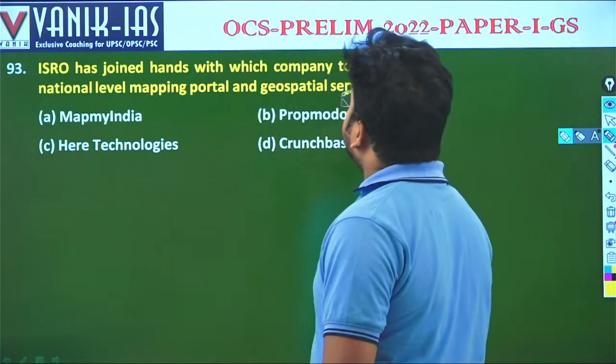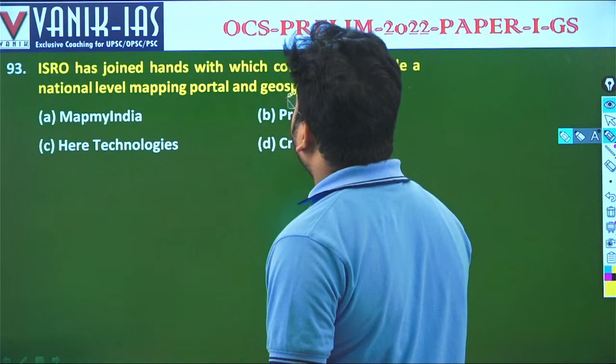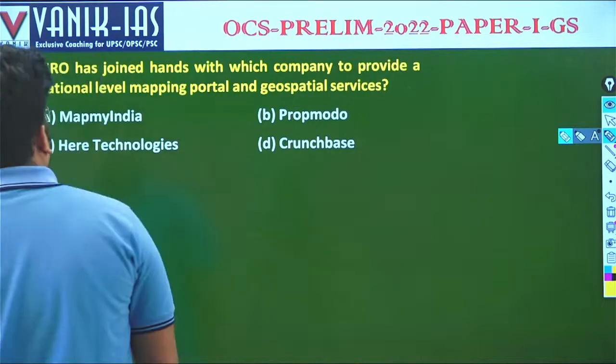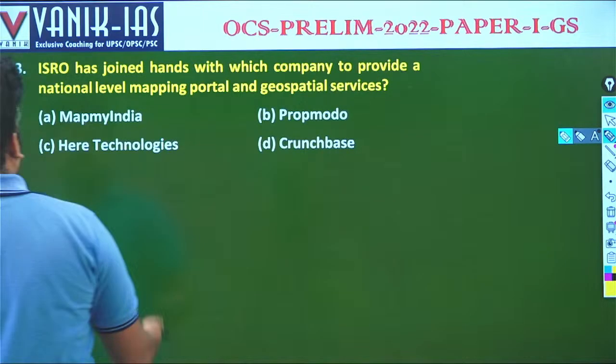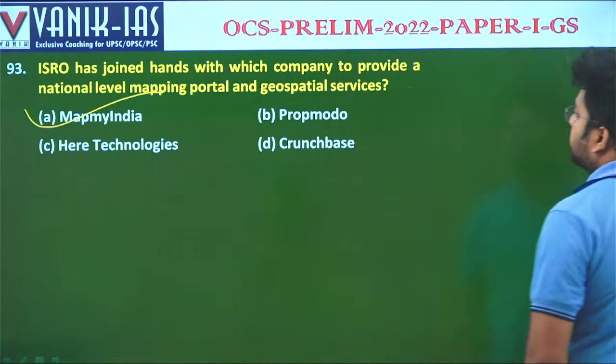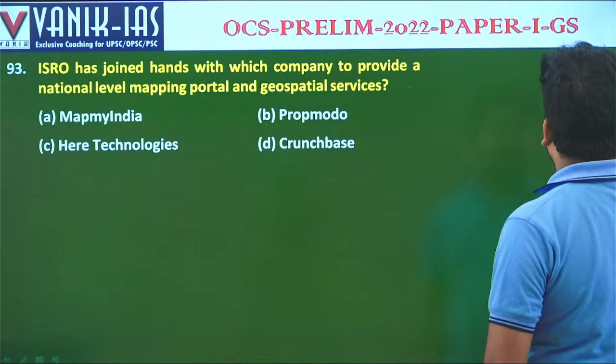ISRO has joined hands with a company to provide a national level mapping portal and geospatial services. Right? It is Map My India, national level mapping and portal. ISRO has joined hands with Map My India.